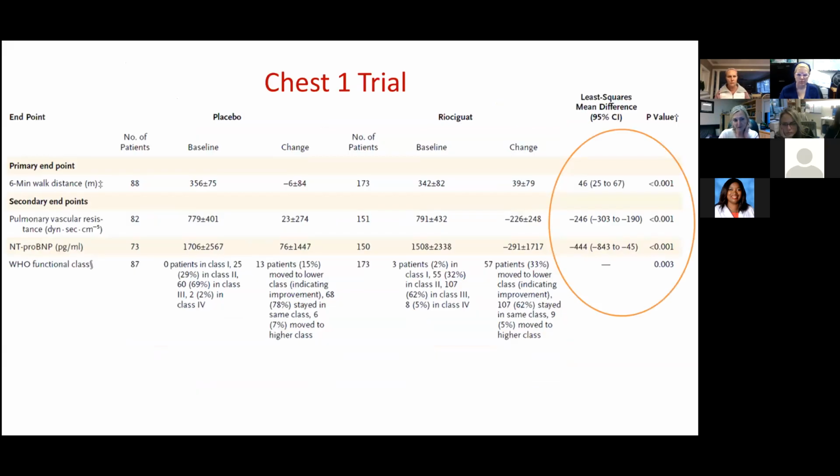What the trial showed is that patients who got riociguat had about a 40-meter improvement. Their pulmonary vascular resistance dropped significantly. Their BNP levels dropped significantly, and more patients moved into a better functional class than patients who got a placebo. So all in all, it definitely was a positive trial across many endpoints.